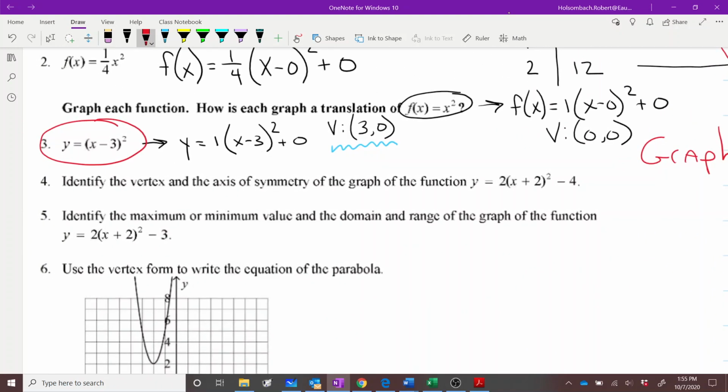Alright, for number 4, they ask you to identify the vertex and the axis of symmetry of the graph. So our vertex in this case is -2, -4. Our axis of symmetry is x equals the x value at the vertex, so x equals -2.